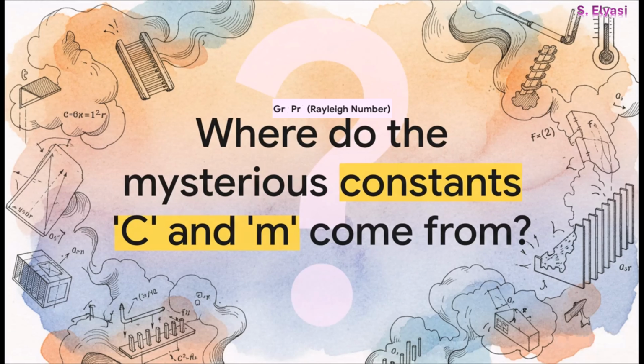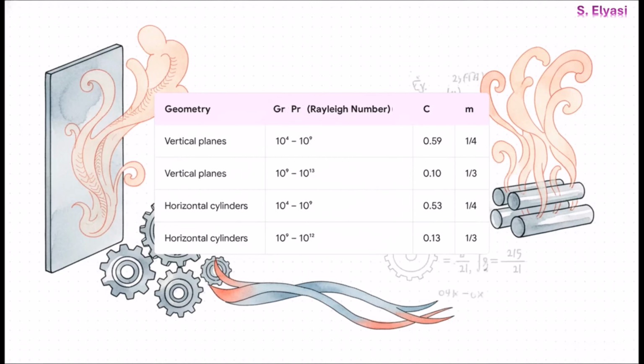Right? That's the big question. We have this amazing master key, but where on earth did C and m come from? Did somebody just make them up? What's the deal with those? Well, they come from an engineer's cheat sheet. Basically, people did tons and tons of experiments and boiled all that data down into simple tables like this.